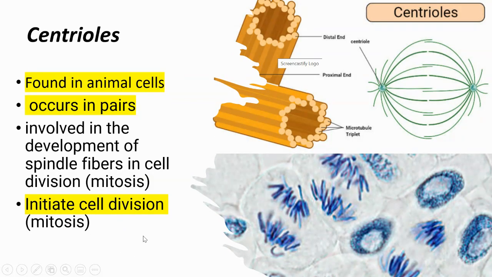The centrioles are found in animal cells and they occur in pairs. When it comes to mitosis or cell division or cell growth, centrioles are vital in anchoring the spindle fibers, which help to create new nuclei and to create new cells. Again, these are found in animal cells and they are involved in the development of spindle fibers during mitosis or cell division or cell growth. They initiate cell division.